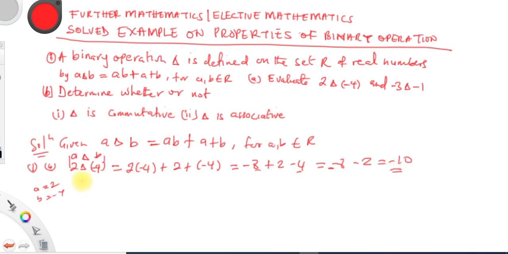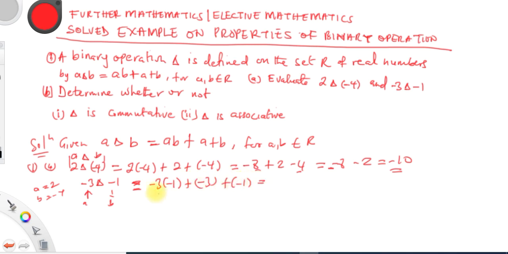And then the next one is negative 3 triangle negative 1. So A is equal to negative 3 and B is equal to negative 1. Okay, so A triangle B is equal to AB plus A plus B. So negative 3 triangle negative 1 gives negative 3 times negative 1, plus A, which is negative 3, and then plus B, which is negative 1.